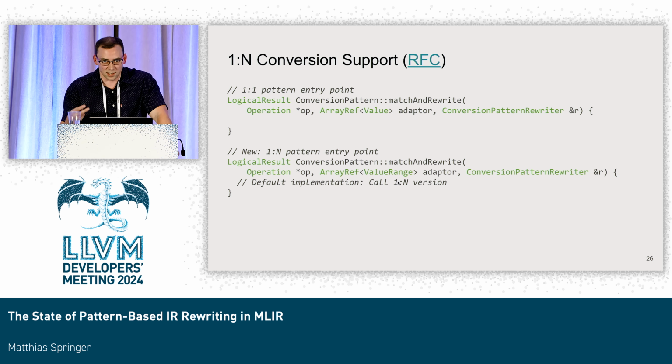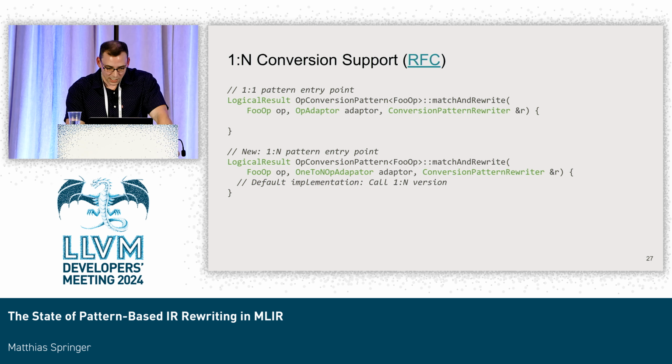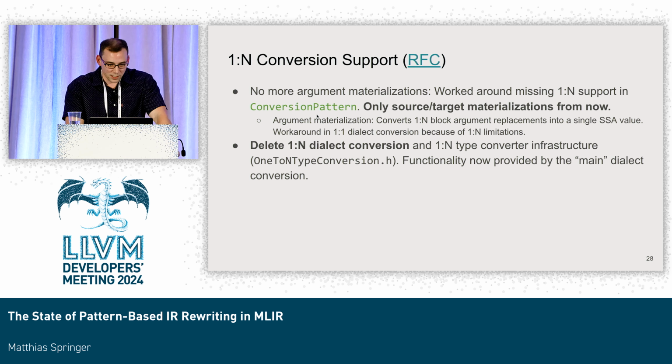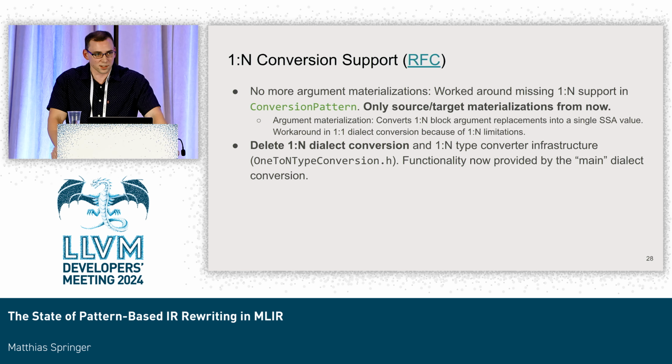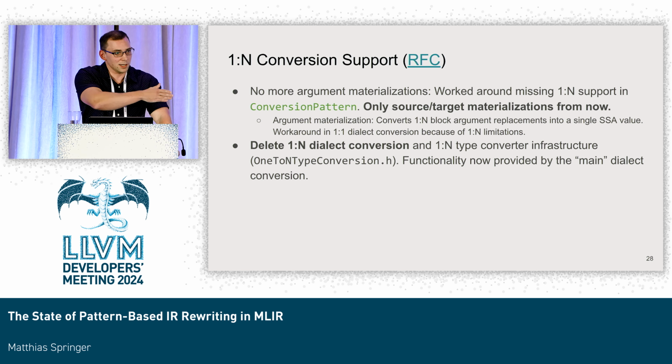So we need basically a second entry point for this. I have a prototype that does that, and it also works with the op adapter, which is the auto-generated C++ class. So once we have that, we can remove argument materializations. So we only have source and target materializations then. These are already optional, but now we only have two optional materializations. The argument materialization can be gone.